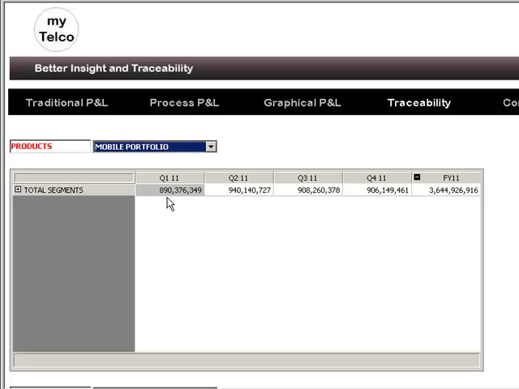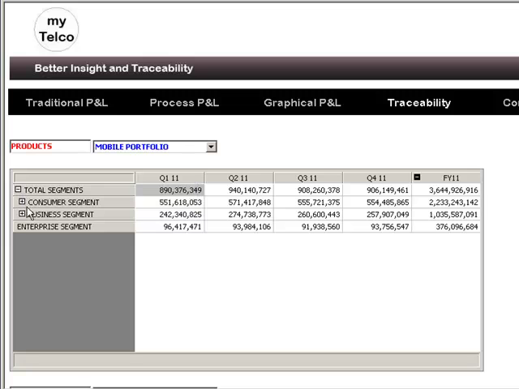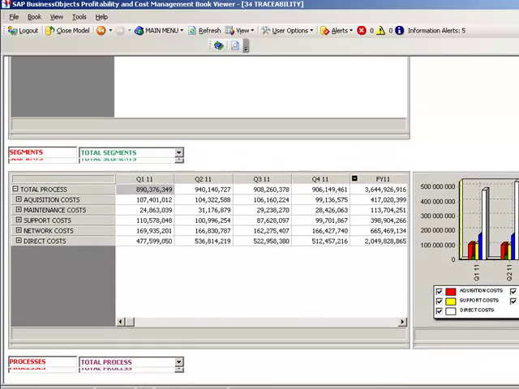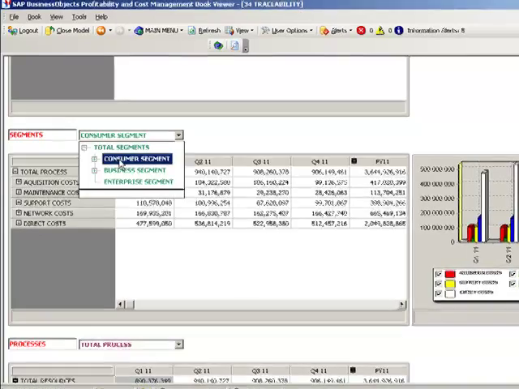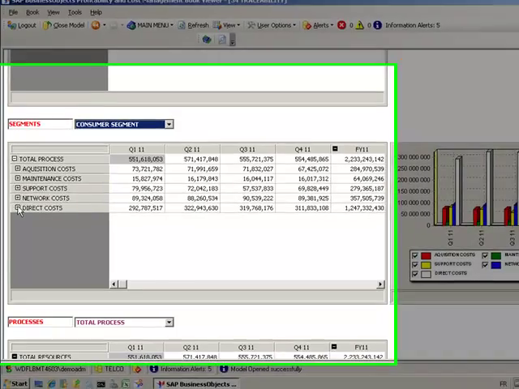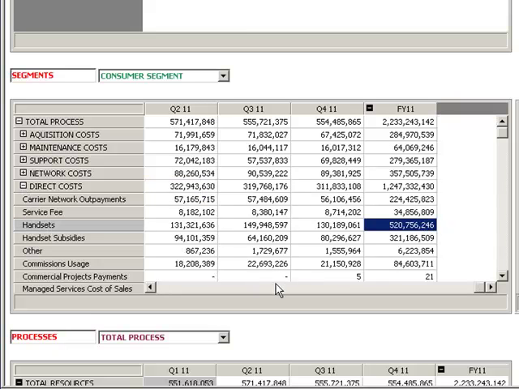I see here the cost by segments for my mobile portfolio, and the highest cost is in the consumer segment here. Okay, so let's drill down to understand more in detail what's happening there, and look at the processes. I can see here, if I look at my consumer segments, that the direct costs are quite high. And we can see the cost of the handsets there. But I'm more interested to know about the indirect costs and the cost to serve.